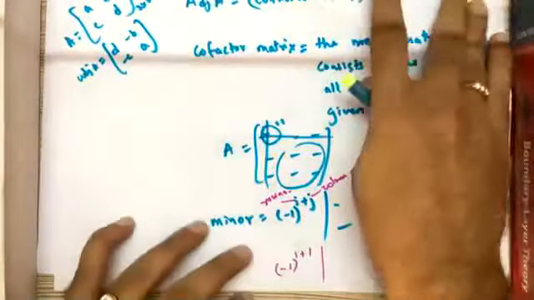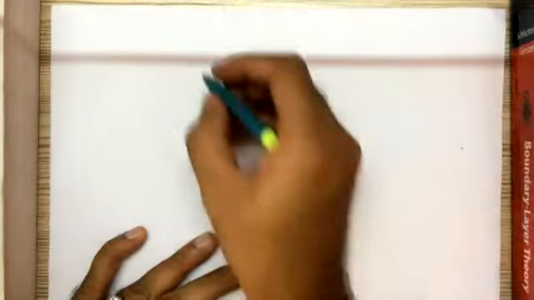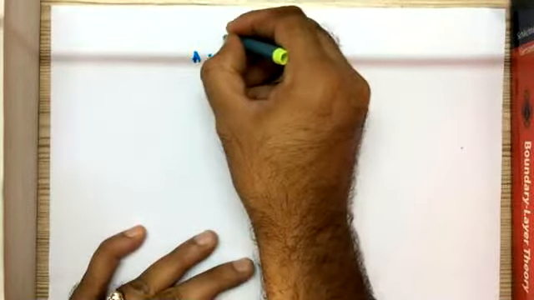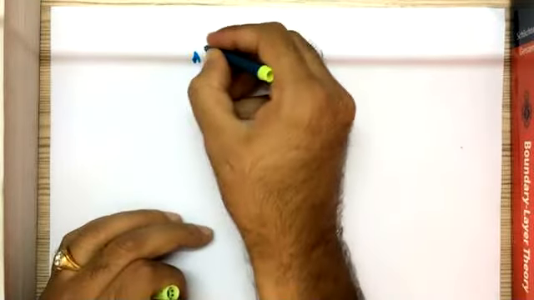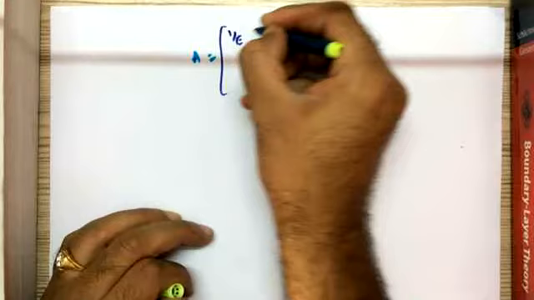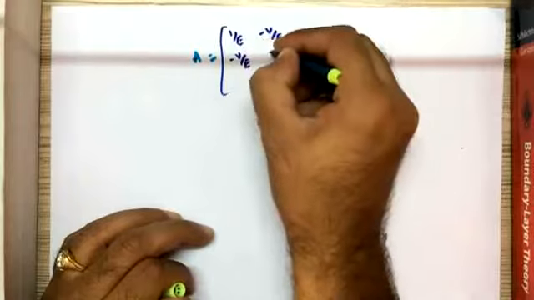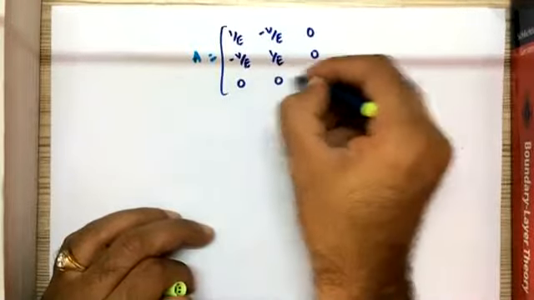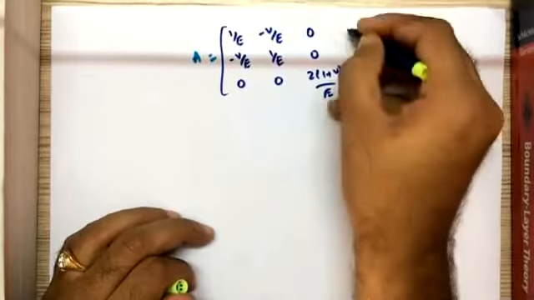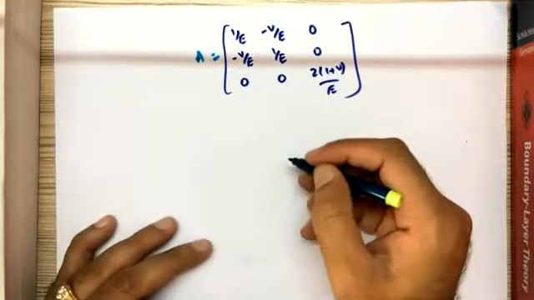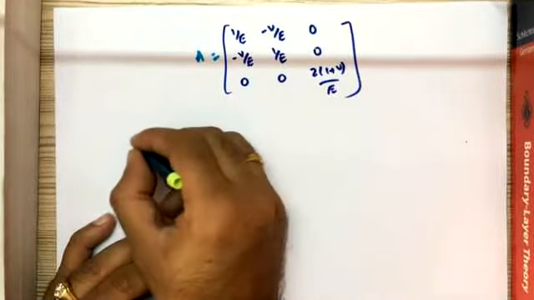Fine. So let us consider the matrix A. What is our matrix A? Our matrix A is 1 by E, minus nu by E, 0; minus nu by E, 1 by E, 0; 0, 0, 2 into 1 plus nu by E. Now you take the minors of each and every element.